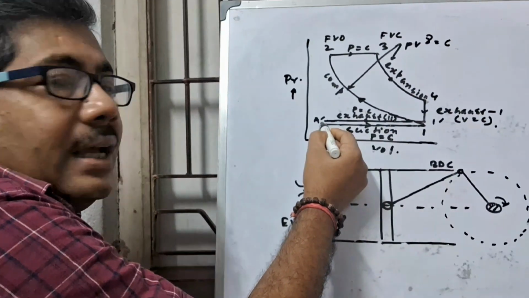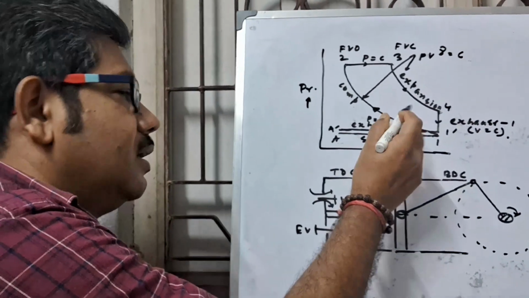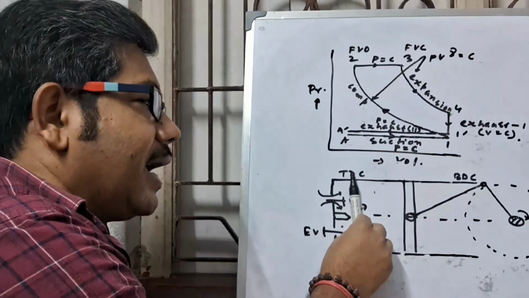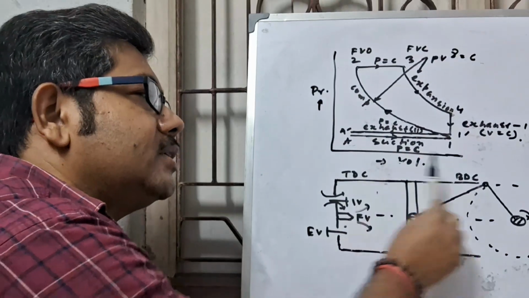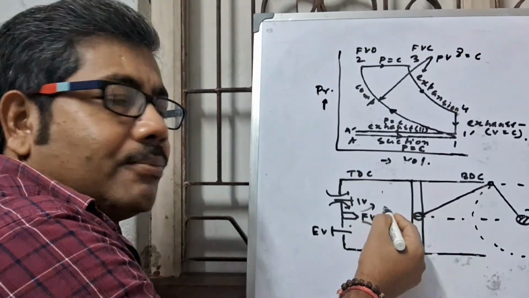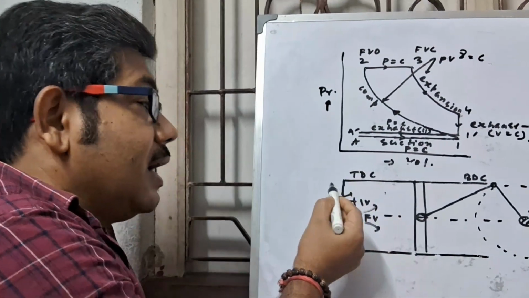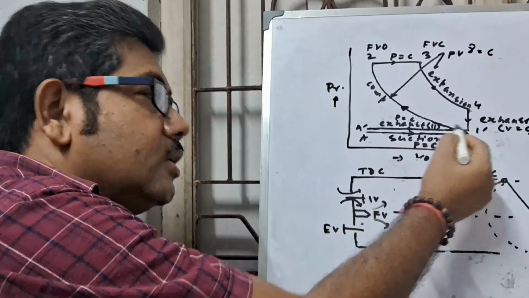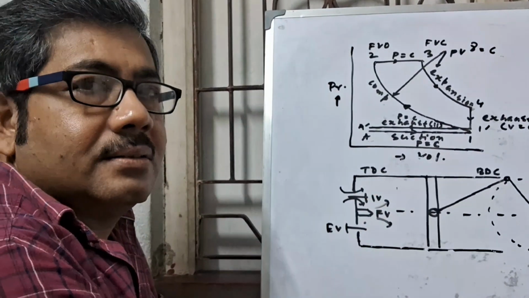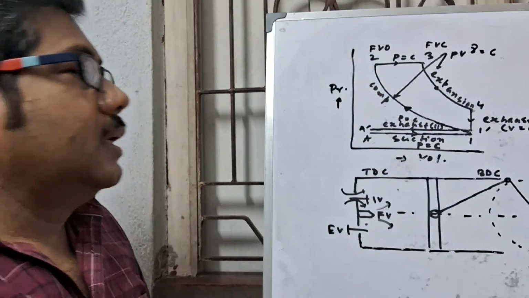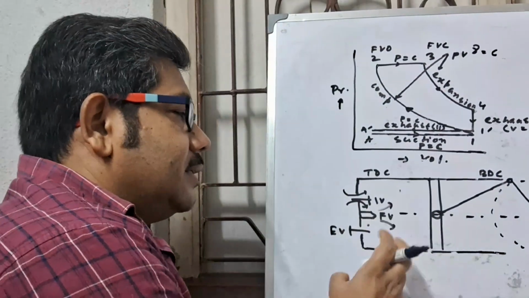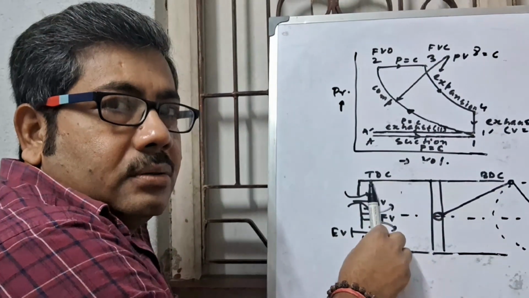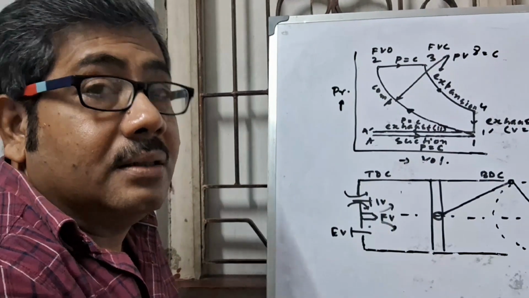This is 1 to A dash at constant pressure. And when the piston reaches TDC, the exhaust stroke is completed. And again, when the piston moves from TDC to BDC, the cylinder volume is decreased, and again high pressure atmospheric air comes into the cylinder and suction is started. So in this way, the complete cycle is completed. This is suction, compression, combustion, expansion, and exhaust. That means the four-stroke cycle diesel engine.